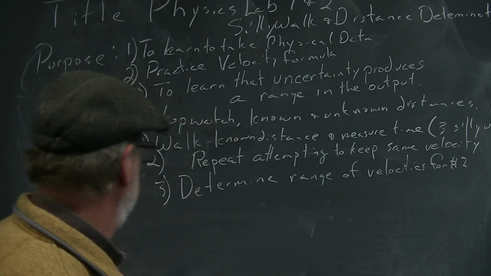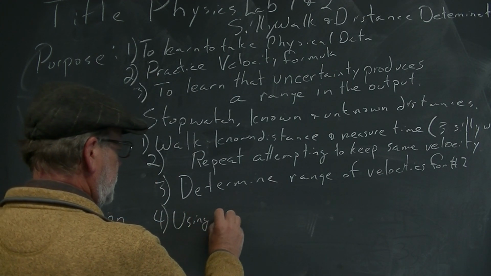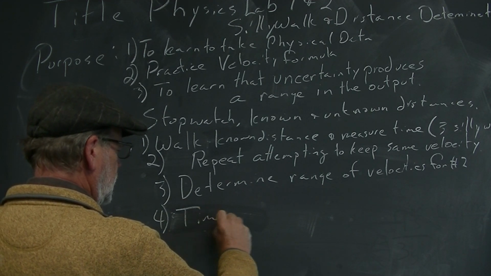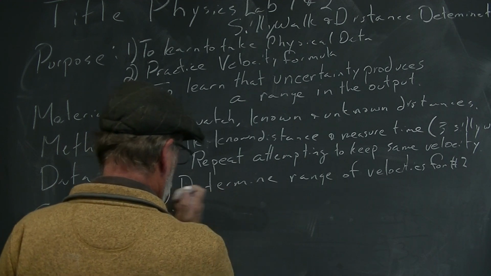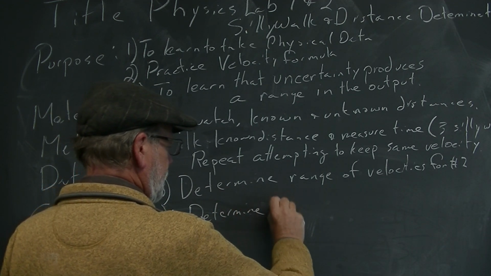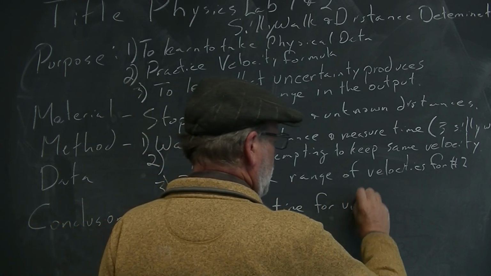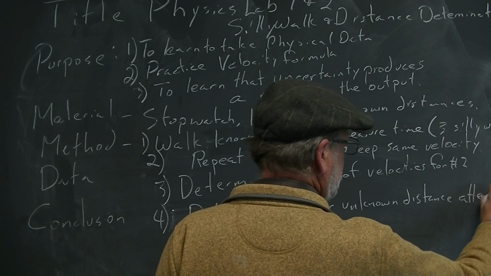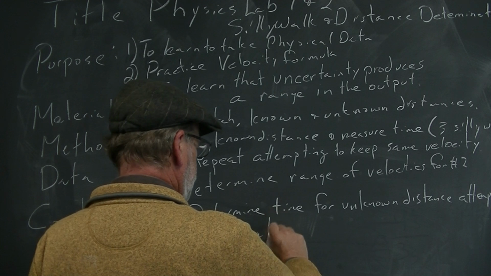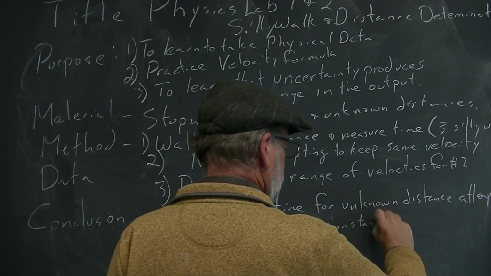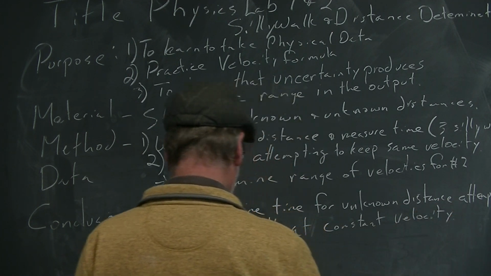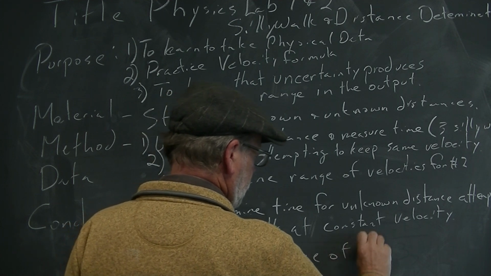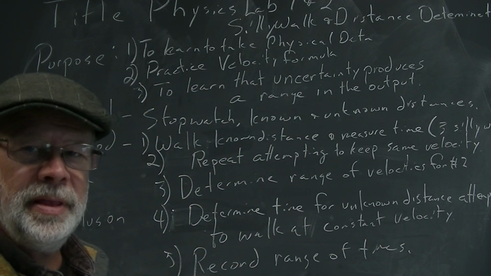Okay, so you want the range of velocities for... well, no, maybe 4 would be determine time for unknown distance, attempting to walk at constant velocity. 5, record range of times. All right, everything here is about the range.